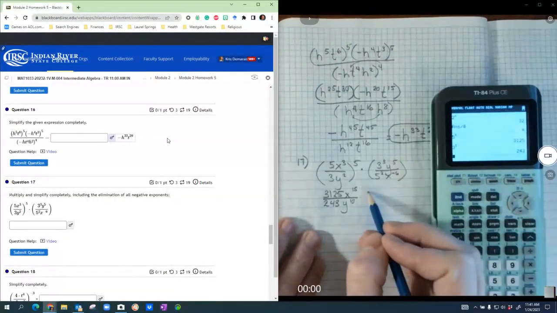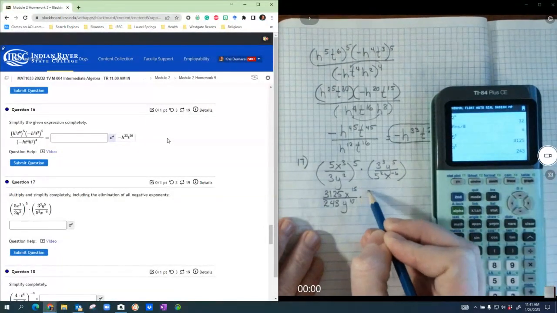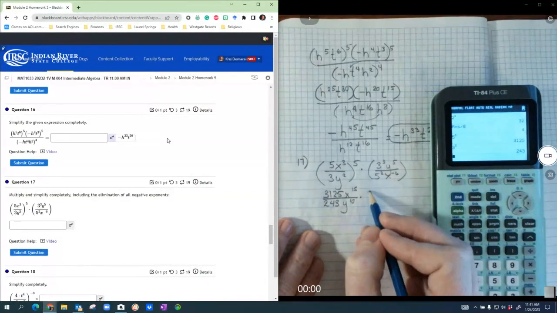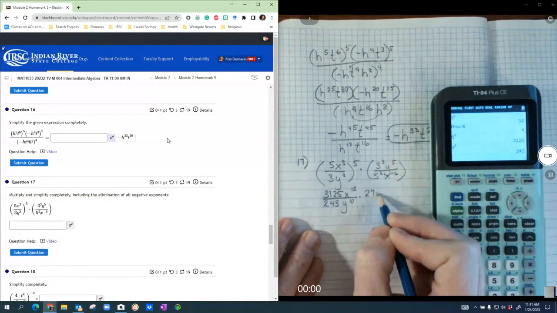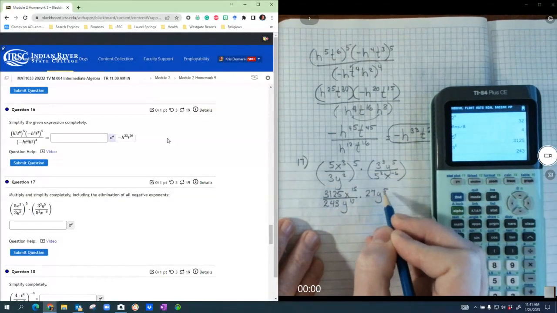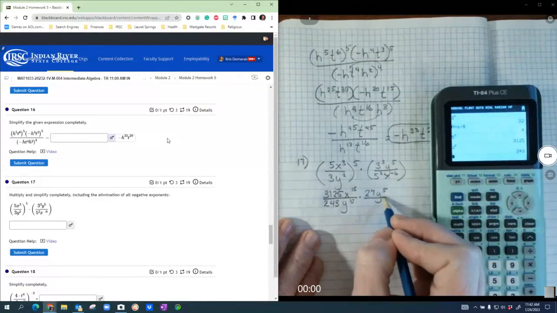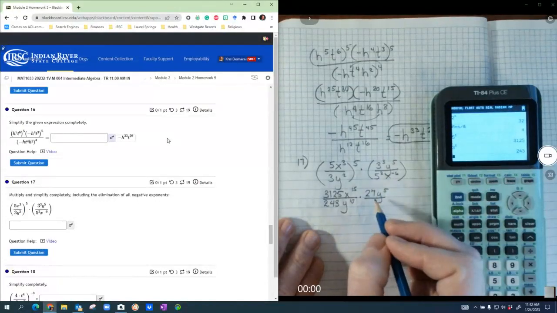Now I'm taking this and multiplying against it, and this 3 to the 3rd is 3 times 3 is 9, 9 times 3 is 27. And then y to the 5th, there's nothing else I can do with that. And then 5 to the 2nd.